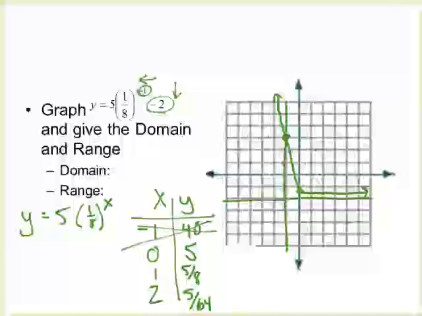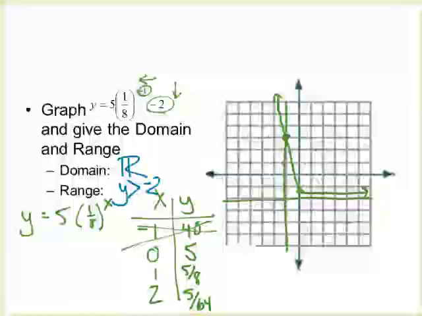Domain. All reals. Range talks about y, greater or less. Always greater than -2. Greater than because it's an above graph, and -2 because that's the line where it gets cut off.